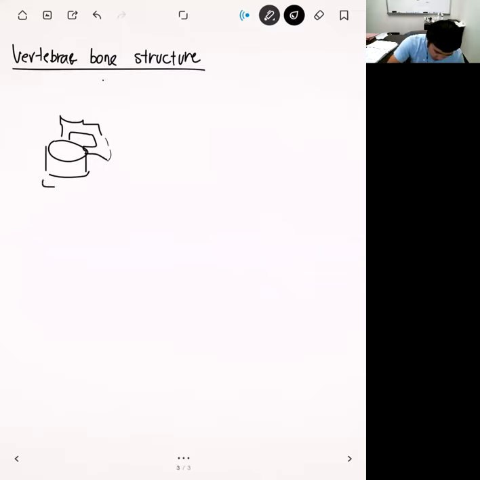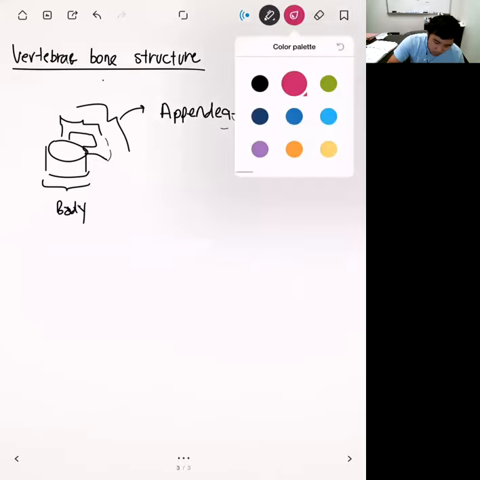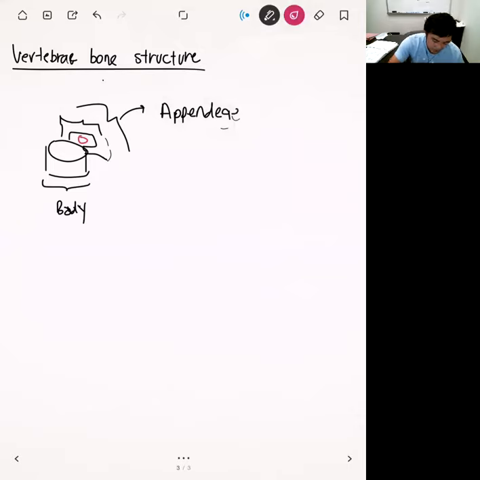This section right here is known as the body, and this upper section here is the appendage, basically. The spinal cord passes right through the middle of this appendage.